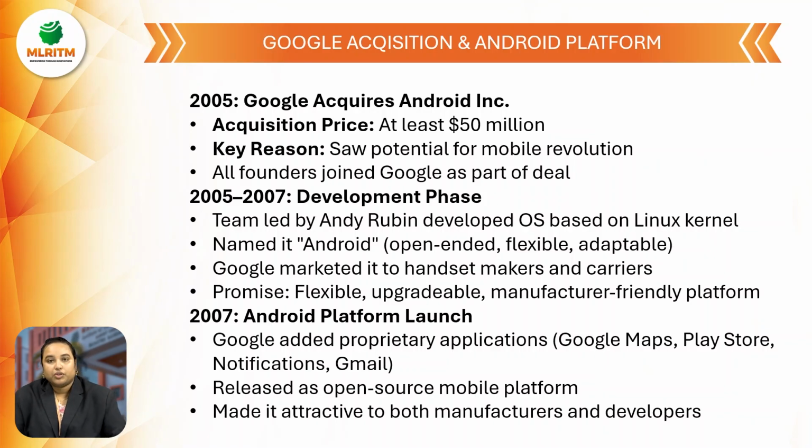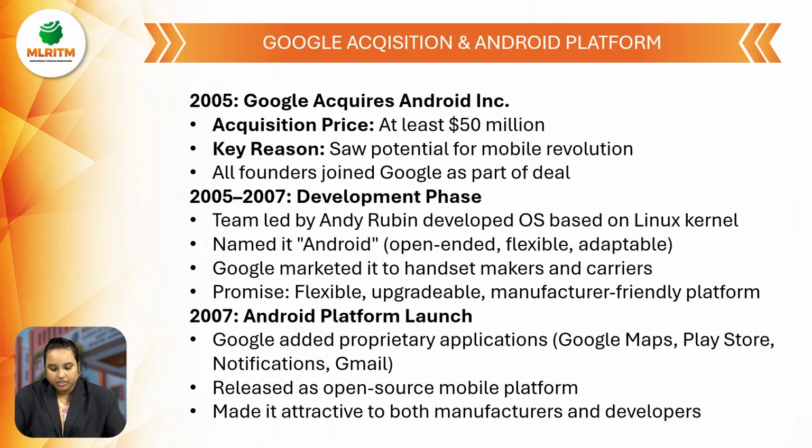The key reason was that they saw the potential for the mobile revolution. All the founders who developed Android joined Google as part of the deal. From 2005 to 2007 was a development phase, with a team led by Andy Rubin developing an OS based on the Linux kernel, named Android, which is open-ended, flexible, and adaptable. Google marketed it to handset makers and carriers. The promise was a flexible, upgradable, and manufacturer-friendly platform.